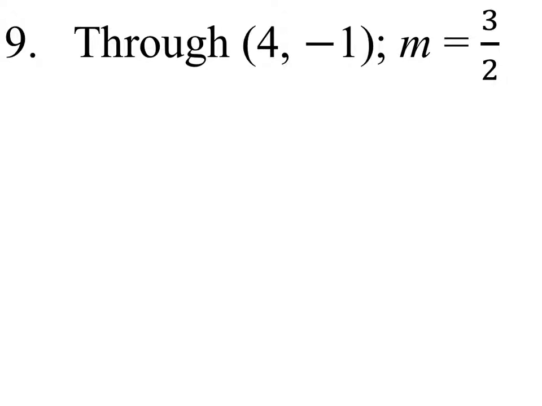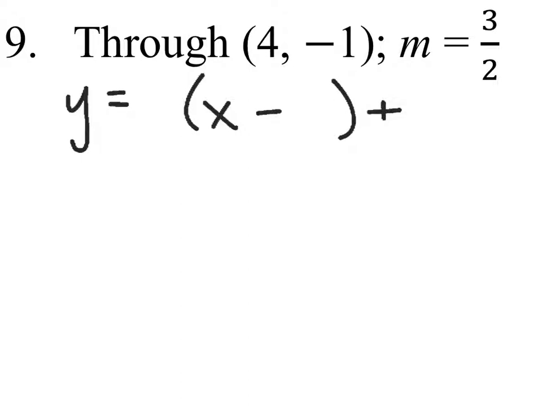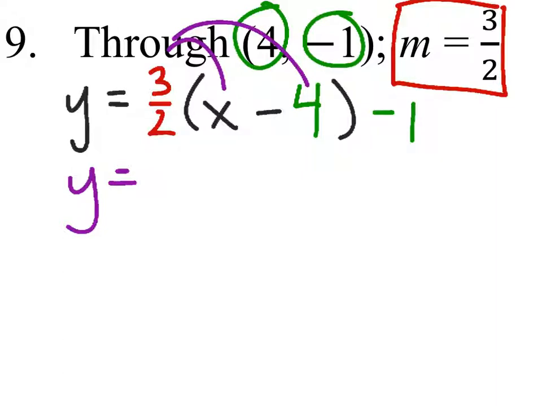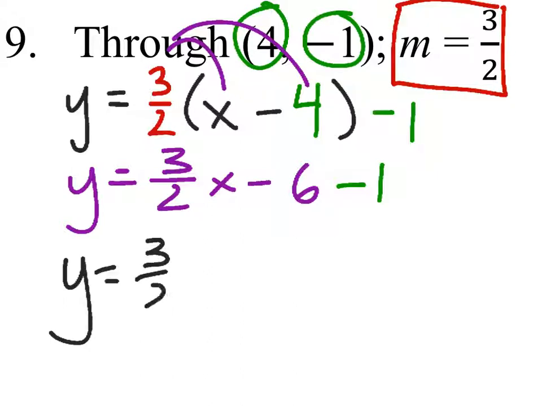So let's set this up, point-slope form. All right, right here I can see that my slope is 3 halves, so I will replace my m with 3 halves. And then I've got an x value of 4 and a y value of negative 1, so I'm just going to make that minus 1 up in here. So this is the general point-slope form. But now we just need to simplify this so that it will become slope-intercept form. So I've got y equals 3 halves times x is 3 halves x. And then 3 halves times negative 4, I get a negative 6. And then I've got minus 1. Well, this should come out to y equals 3 halves x, and then I just need to combine my negative 6 and minus 1, which I get as negative 7. Done.